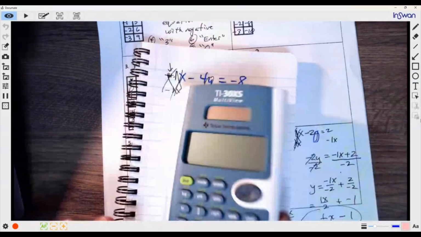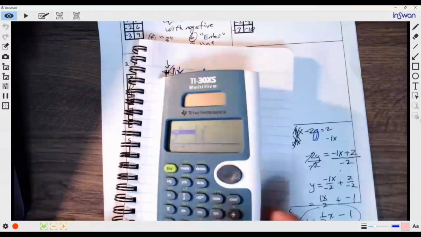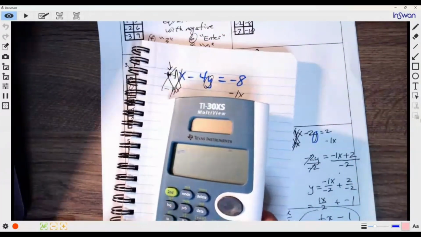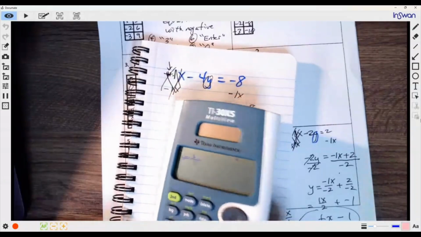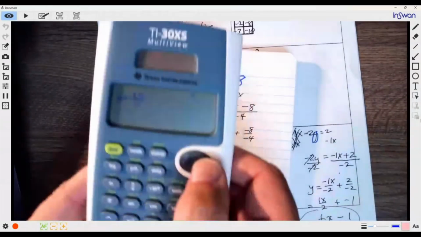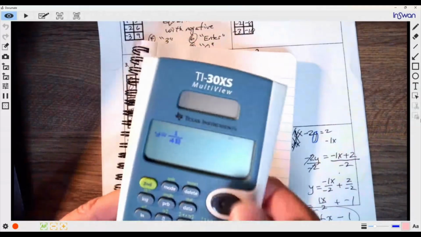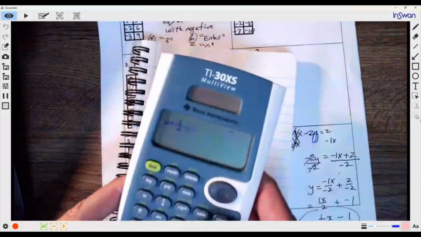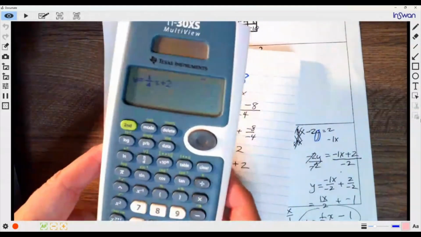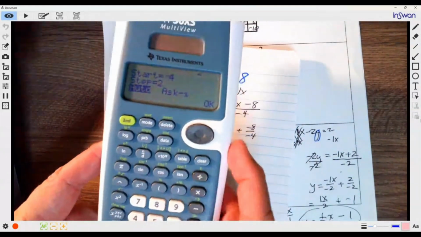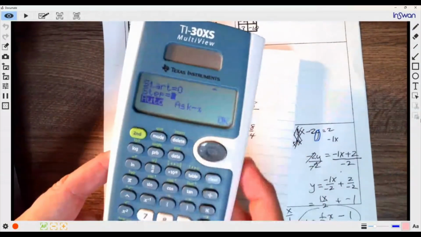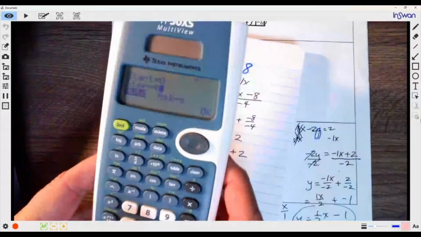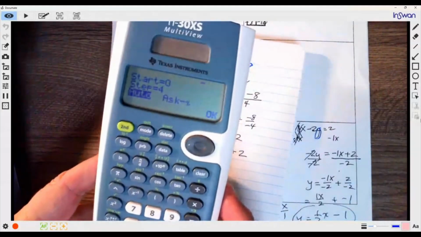Then to put that into our calculator, table, clear, fraction, 1/4 x plus 2, enter, start at 0. We're going to step 4, enter, enter, enter.